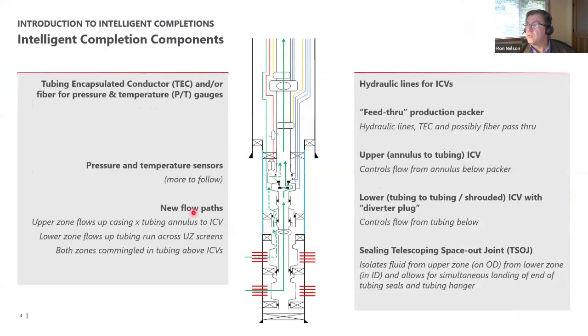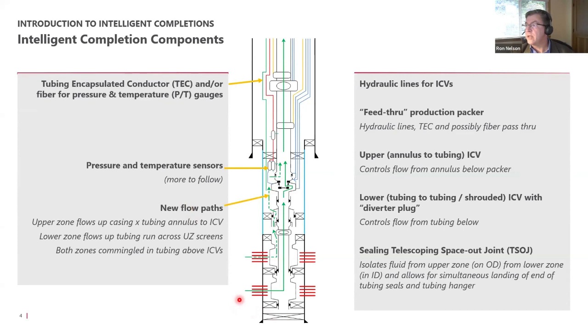I'm going to run through here just a few items that you'll see in an intelligent completion as far as completion components. We have our tubing encapsulated conductor or fiber that communicates between the gauges and surface. We have our downhole sensors. I'll talk more about those in a little bit. In some cases, we have new flow paths.